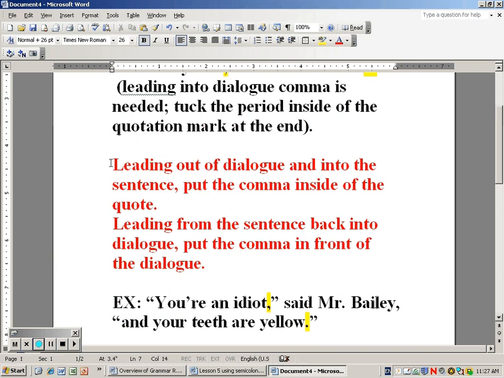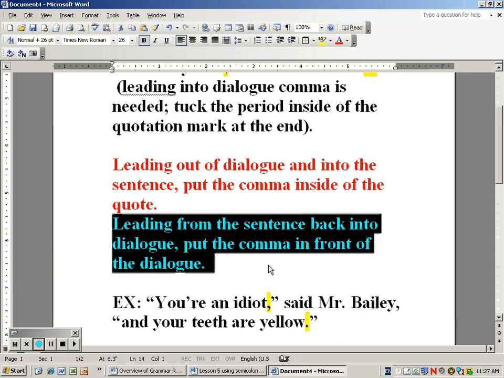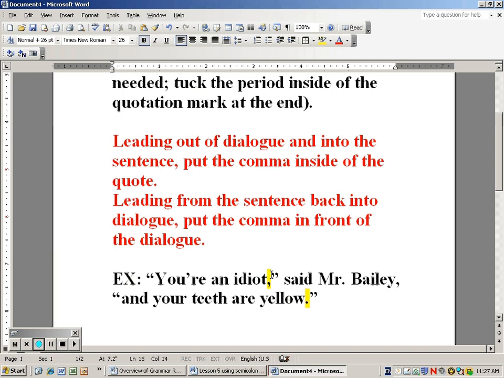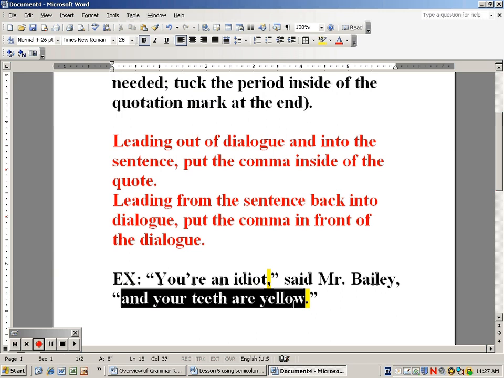When you lead out of dialogue and into the sentence, you have to put a comma inside of the quote, especially if the comma is serving the same function as a period, or if the sentence isn't finished inside of the dialogue. And then leading from the sentence back into the dialogue, you have to put the comma in front of the dialogue. Here's the example. "You're an idiot," said Mr. Bailey. So now we're into the sentence. We have the comma tucked right here, and we're finishing the sentence, "and your teeth are yellow."